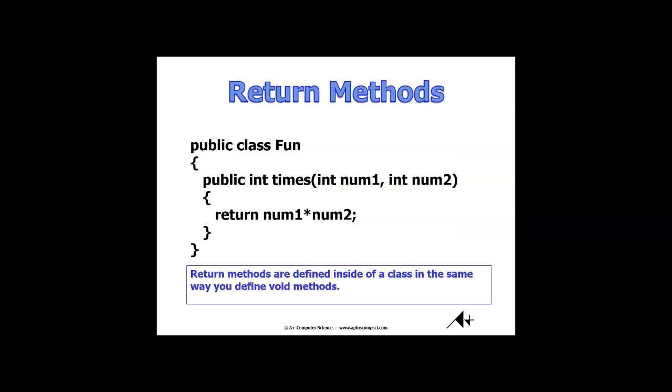So in this example, we have public class fun. Inside of fun, we have public int times(int num1, int num2), open braces, return num1 times num2. So we got a whole lot more things going on than we had in the prior example. Now we're going to break down the times method and make sure that you understand what the different pieces are and what they're doing.